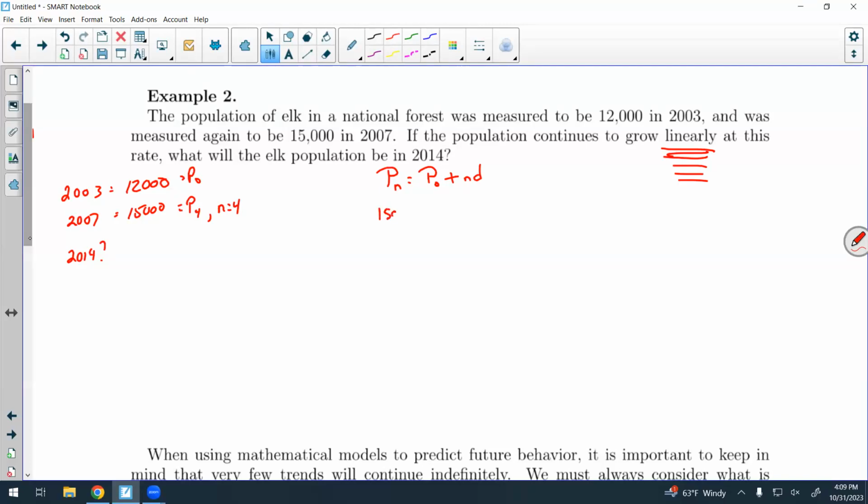So 15,000 equals 12,000 plus 4 times d. Subtracting 12,000 from both sides, 3,000 equals 4 times d. Dividing by 4, d equals 750. So now I have p sub 0, I have d. I want to know 2014. So how many years from 2003 to 2014?